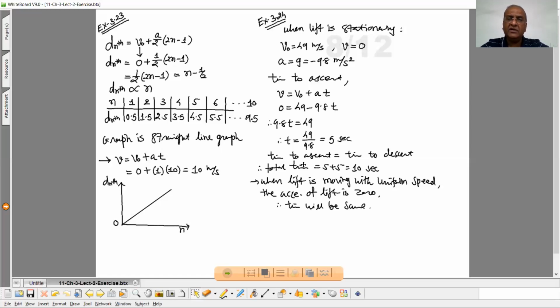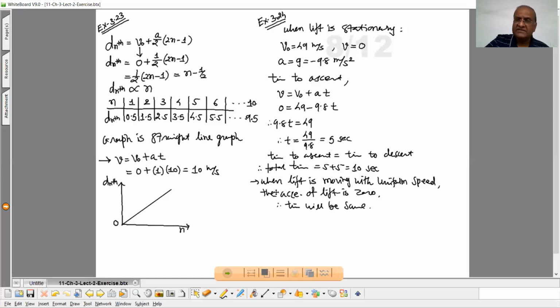Now time to ascend, the same one is time to descend. It implies that once the ball is thrown, the time after which it returns to the hands of the boy is the time to ascend plus time to descend, but both the times are the same. So we can write total time is 5 plus 5, that is 10 seconds.